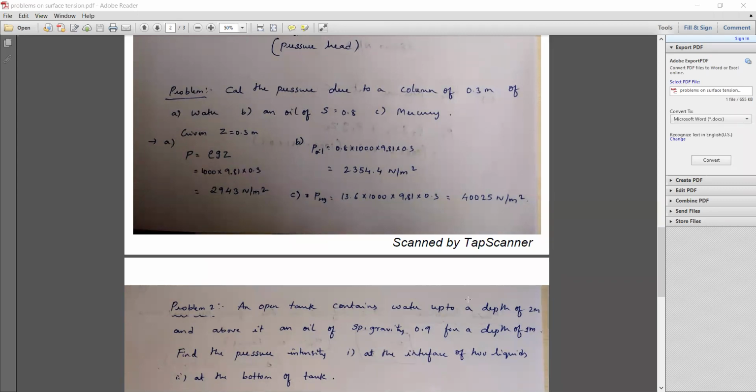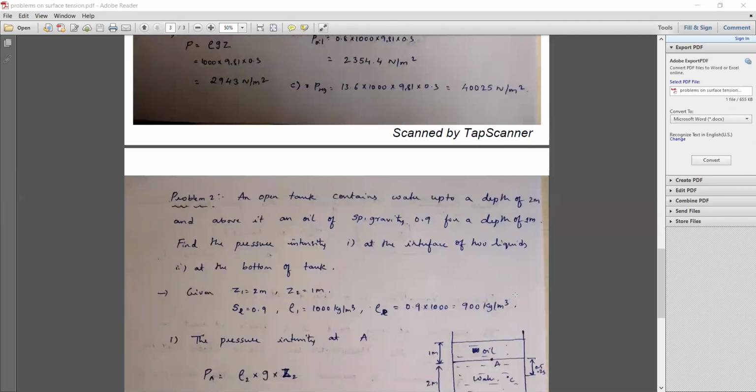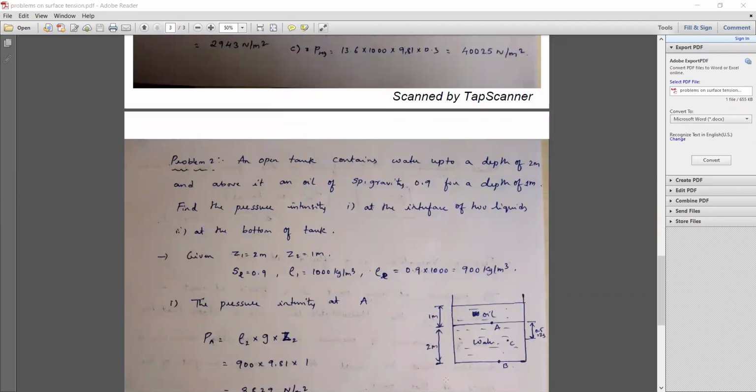So he's asking to find these two. First we need to draw the figure something like this. Inside a tank, first fill the tank with 2 meters of water. Don't write these ABC points. Just draw the tank with water up to a height of 2 meters. Next, above it we have an oil of specific gravity 0.9, up to a depth of 1 meter. So the height of the oil above the water is 1 meter.